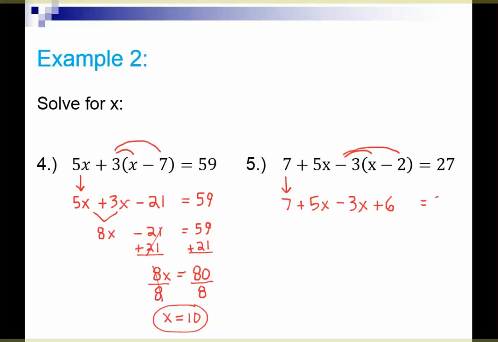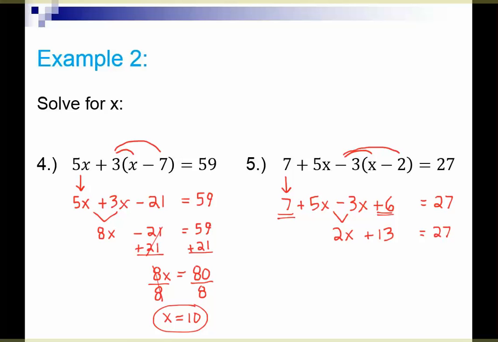All equal to 27. Now notice we have a lot more like terms this time. Not only do the 5x and the negative 3x, not only do those make 2x, we can combine those, but we can also combine the positive 7 and the positive 6. And that's going to make positive 13. So a double combination there. 2x plus 13 equals 27.